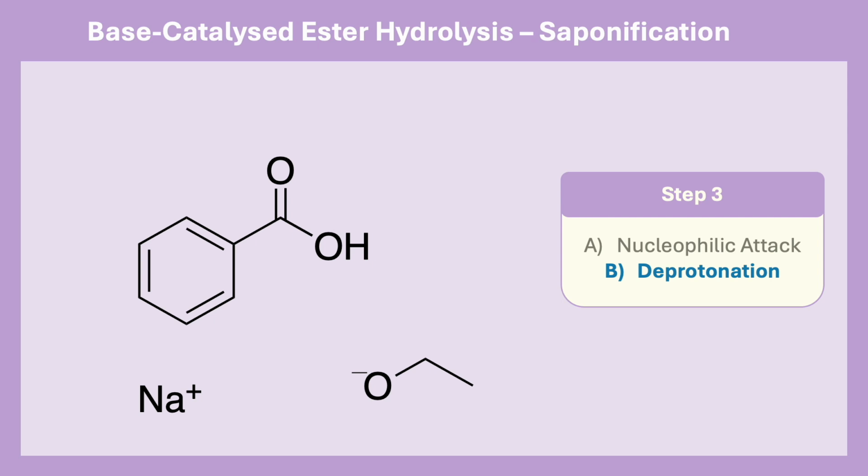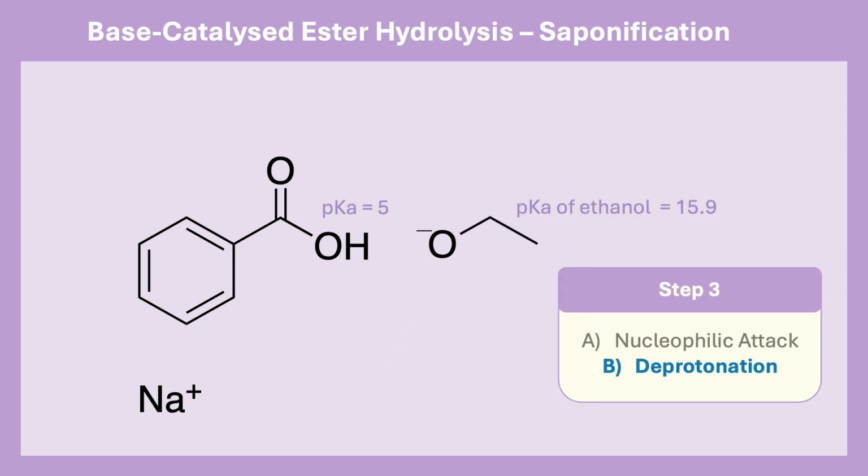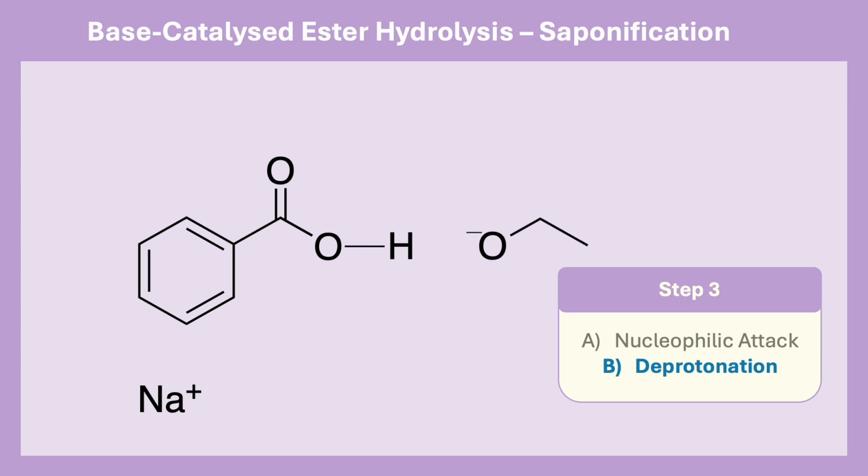The deprotonation of carboxylic acid results in the formation of ethanol and the carboxylate ion. This step is the correct step as the proton of the carboxylic acid is very acidic and therefore can be removed easily in the presence of a base like ethoxide.